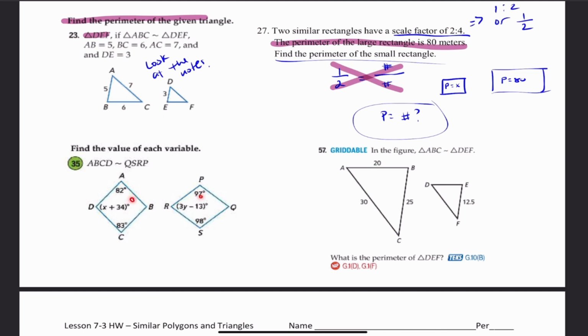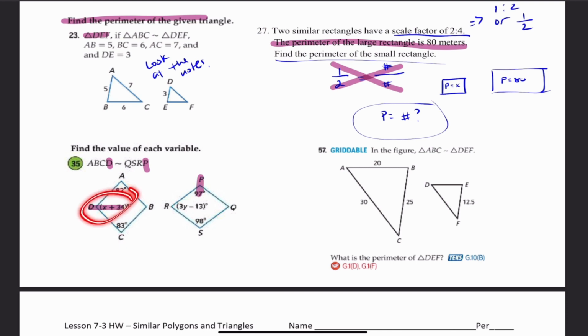Okay, so these figures are similar because it says ABCD is similar to QSRP. This is a similarity statement. You know which one corresponds with which. So if you know that angle D, because angle D has that x, right? So angle D corresponds with angle P.